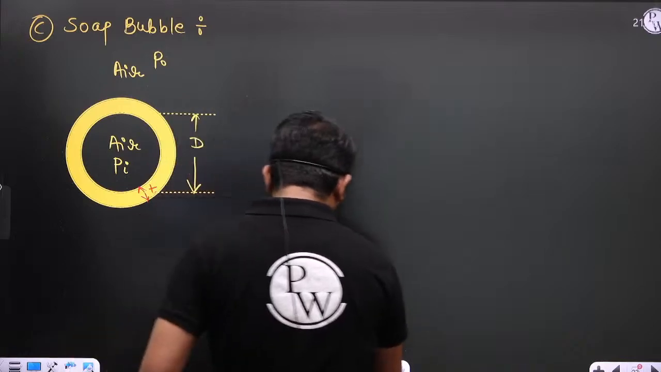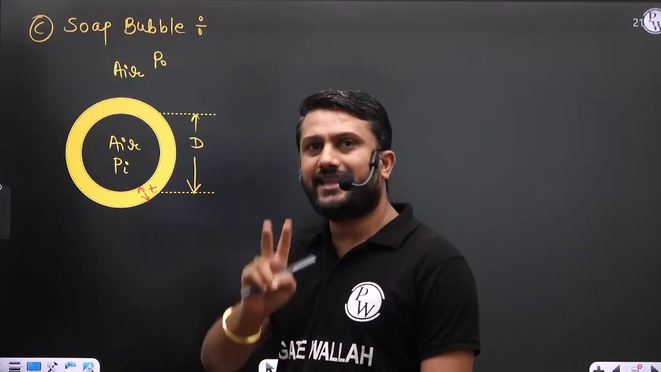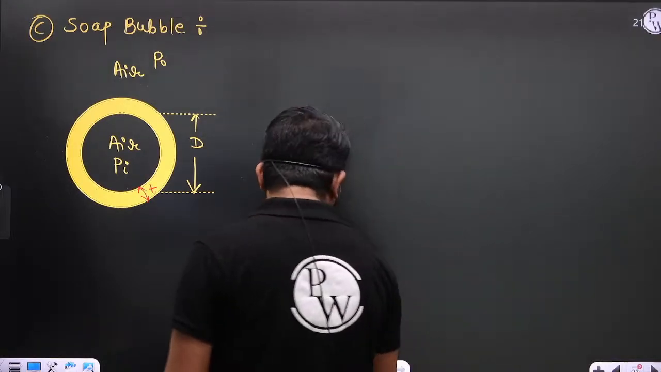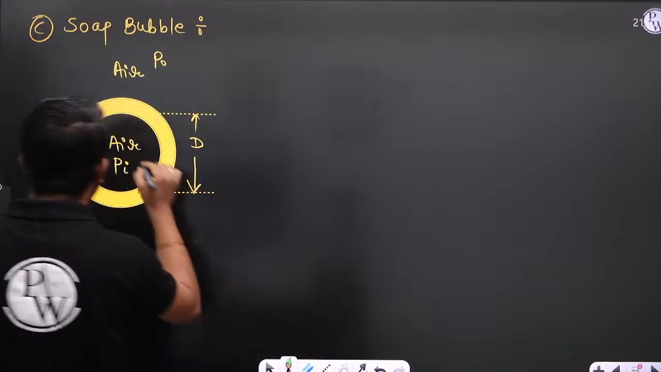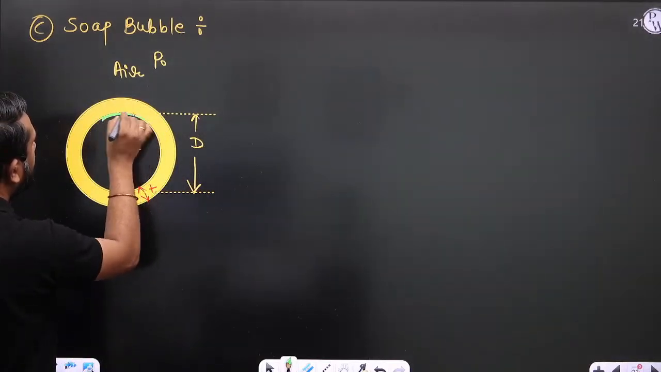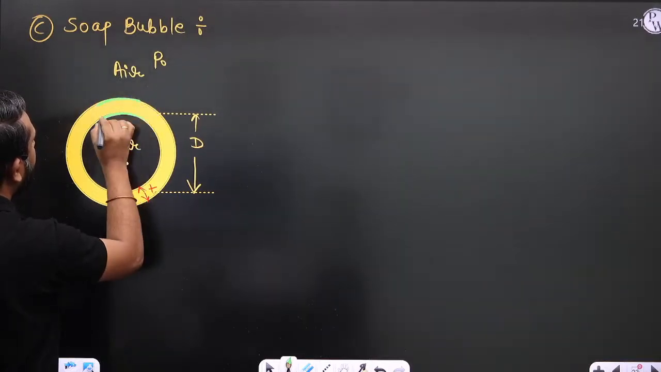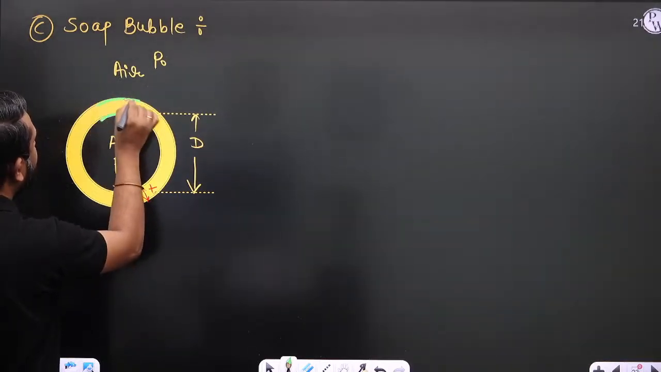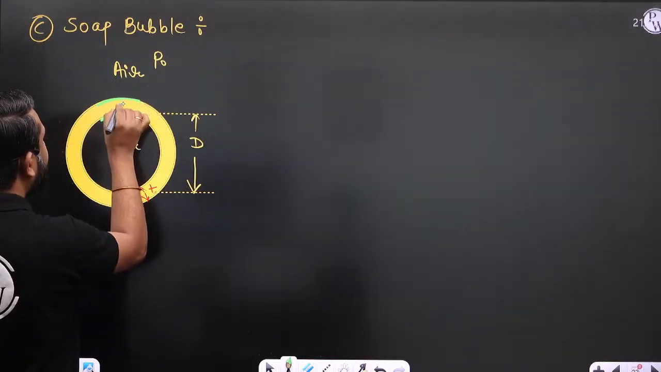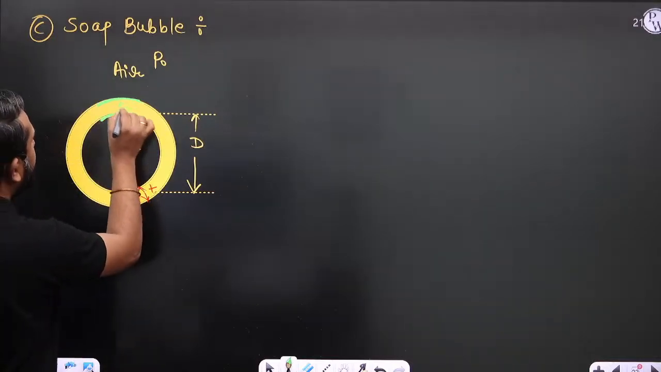Now beta, if you see here, in the soap bubble case, there are two interfaces. This is the one interface, and this is the another interface. So let us consider in this side the pressure is Pm.